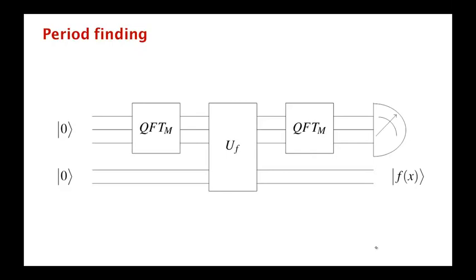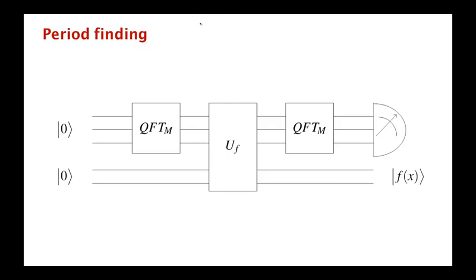Okay, so now let's see how we can solve this period finding problem very efficiently if we had a quantum circuit for doing it. So remember our problem, we are given a function f. Sorry, okay, so we are changing notation again. We are going from n to m, but that's okay.